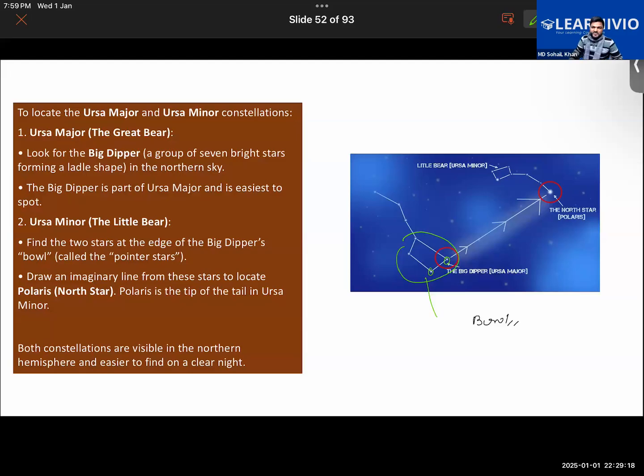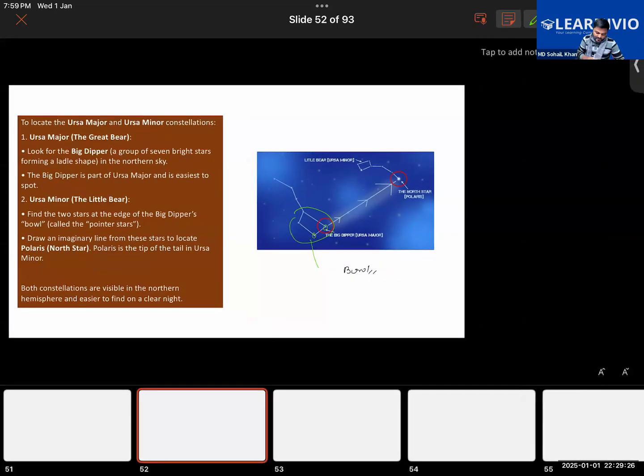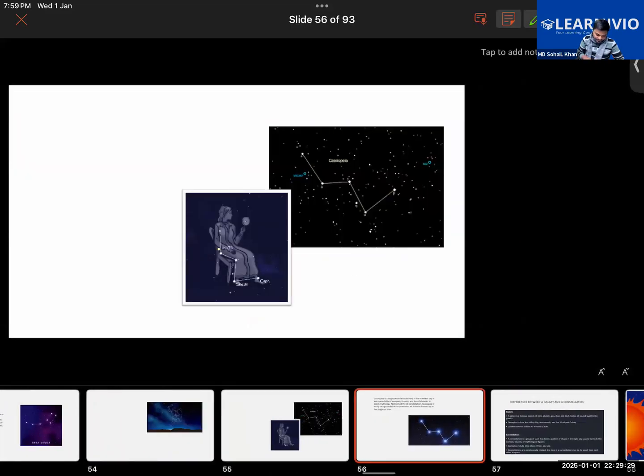After this, there are some other constellations also, but usually these two are much more important, and usually questions will be asked from these two. If time permits, we'll look back at these two later on.